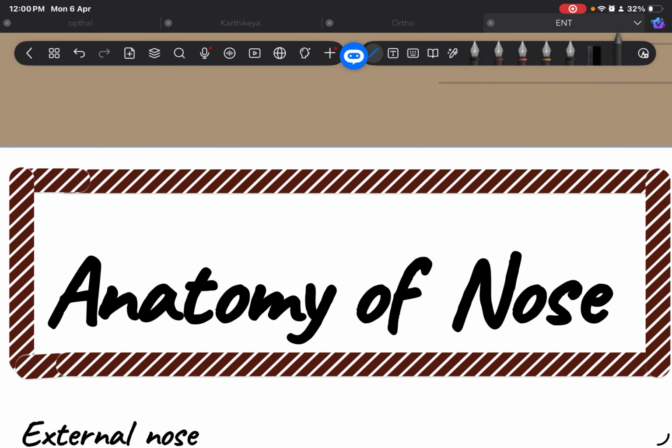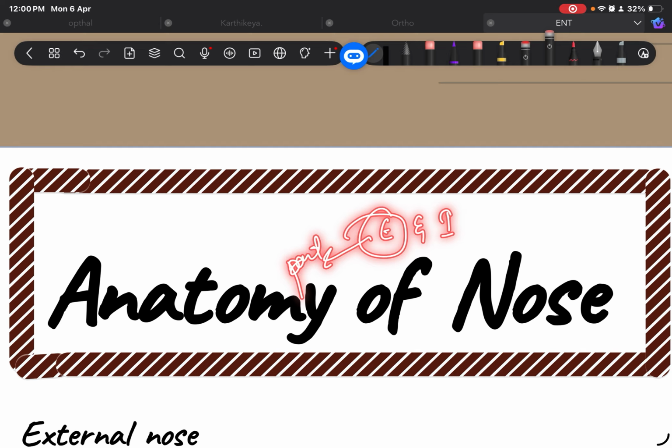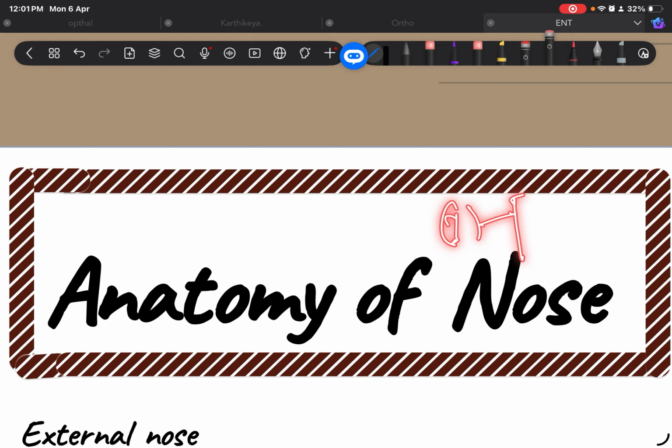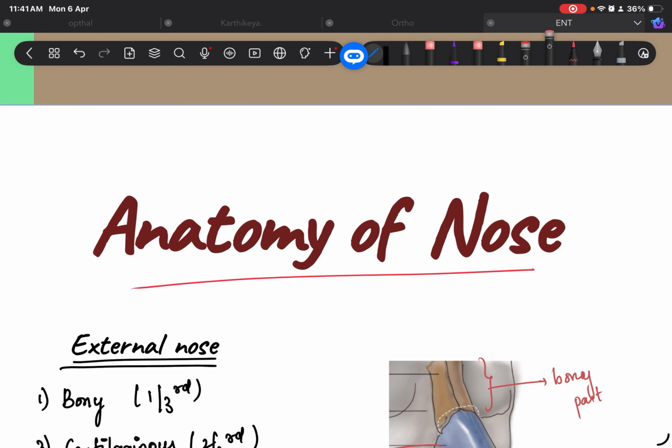This video on the anatomy of the nose contains the external and the internal nose, the external parts, and the internal nose, its structures like the lateral wall, medial wall, floor and the roof, and also the parts contained in each of the things and how they are formed. Let's see the complete anatomy of the nose.